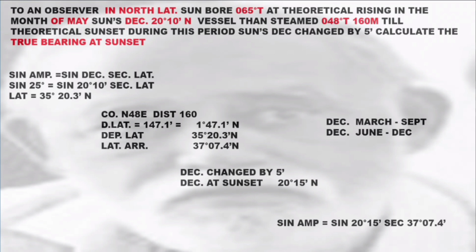So, depending upon what month we are talking about, it can be increasing or decreasing. So decide on the month if the question is changed. Here the declination is increasing, and it is increased by 5 minutes. So now your declination is 20 15. You have the declination, you have the latitude. You can always find out the amplitude. And amplitude, as you know, is always named west or east, like the declination, depending on rising or setting amplitude.